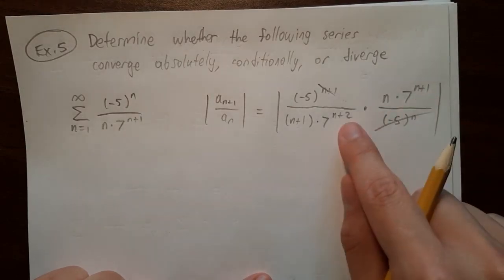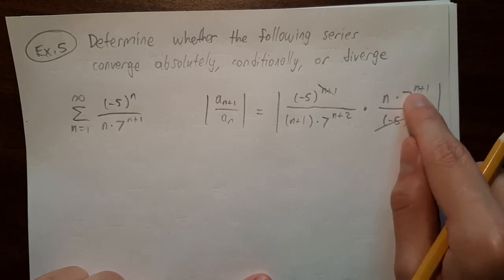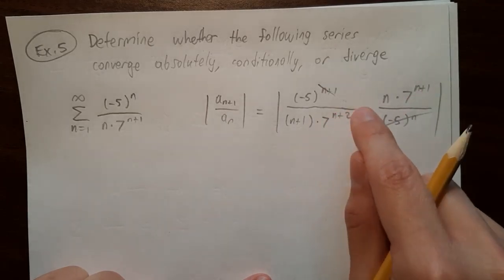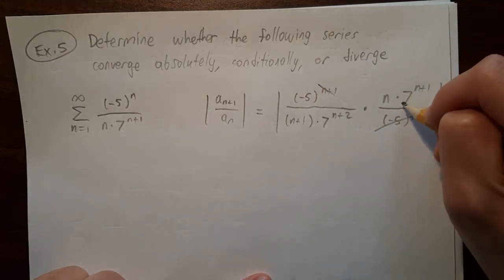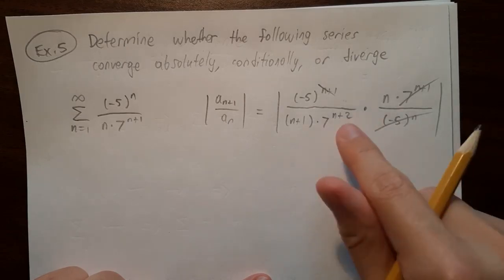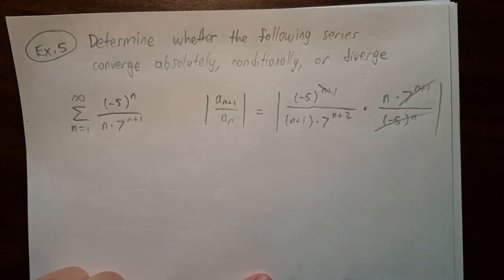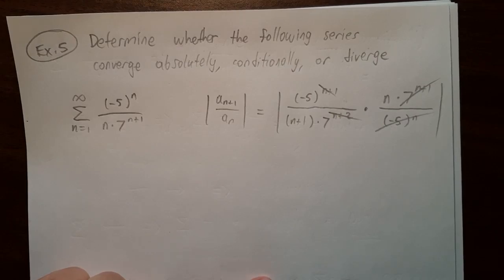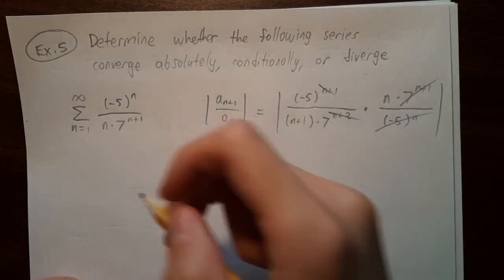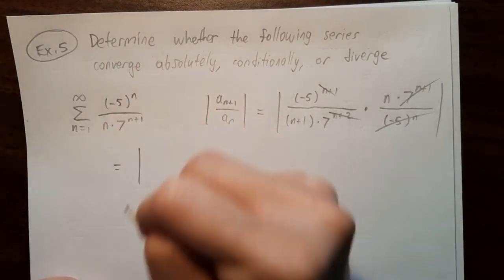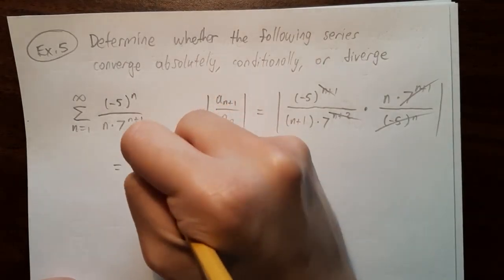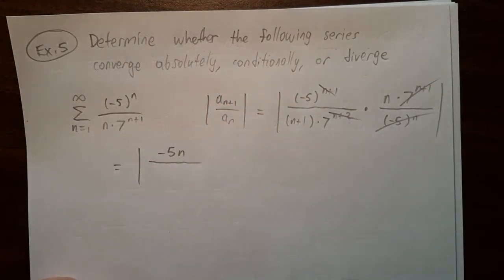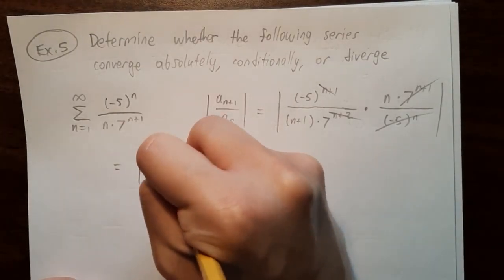What else? I think over here we also have something going on. We have 7 to the n plus 1 on top, and we have 7 to the n plus 2 on bottom. And so they will almost all cancel, just like these did. 7 to the n plus 1 is just going to completely cancel away, and all but one copy of the 7 over here is going to cancel away. All right, so what does that leave us with? It's going to have absolute value of, I guess, negative 5 times n on top, divided by, I guess, just n plus 1 times 7.